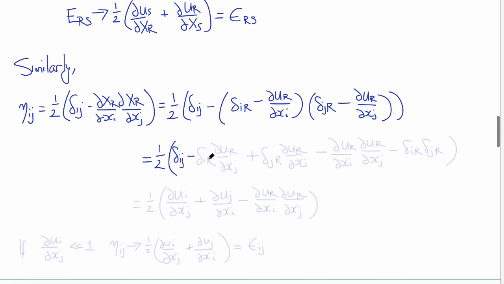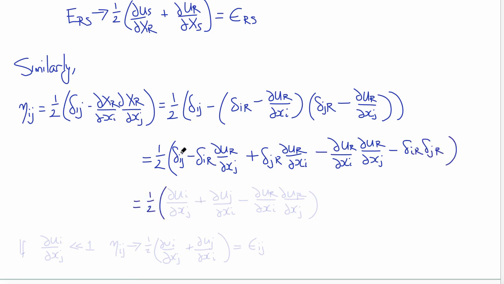Again, we multiply this out, we get δij minus δir times ∂ur/∂xj, plus δjr ∂ur/∂xi, minus the quadratic term ∂ur/∂xi ∂ur/∂xj. Notice this time the sum is over the undeformed coordinate index, minus the product δir δjr, which again is δij, which cancels with the δij here, leaving us with the three terms. ∂ur/∂xj becomes ∂ui/∂xj. ∂ur/∂xi becomes ∂uj/∂xi, minus ∂ur/∂xi ∂ur/∂xj.